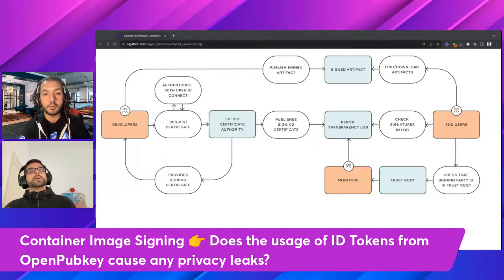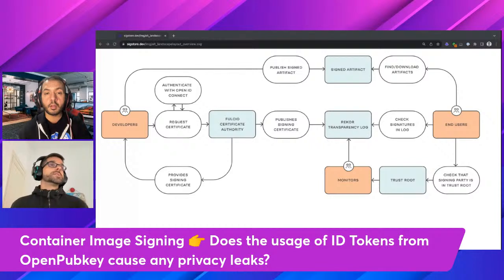And also, another detail is that these ID tokens are not meant to be shared, only between parties. So here is another kind of risk, right? To publish that information when you are signing artifacts.